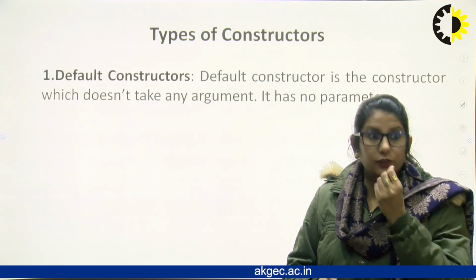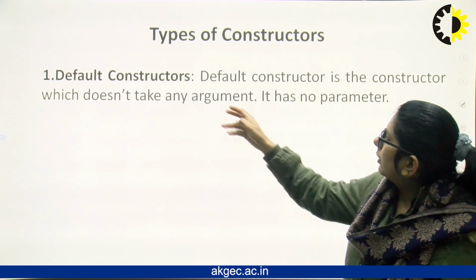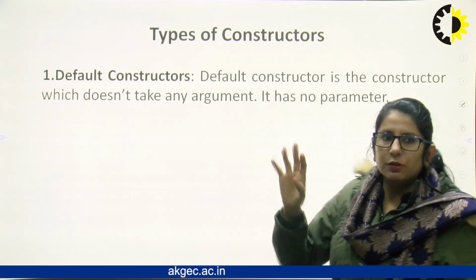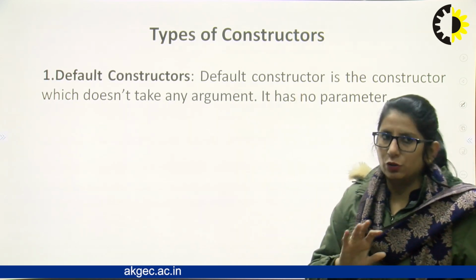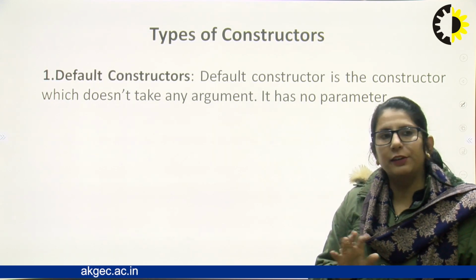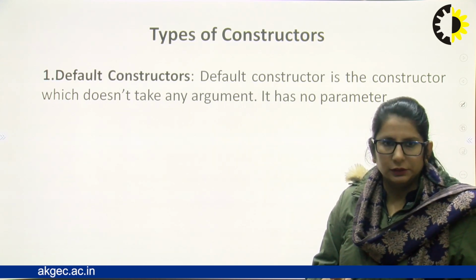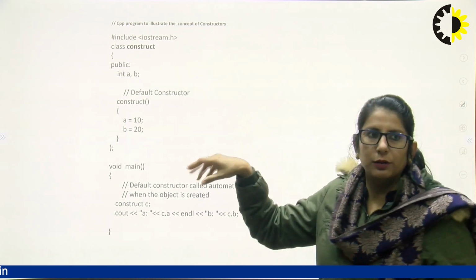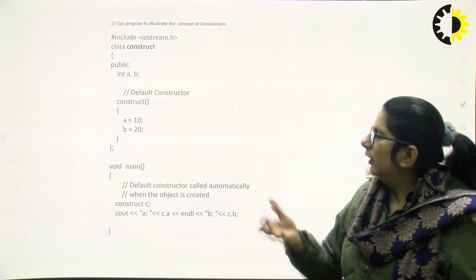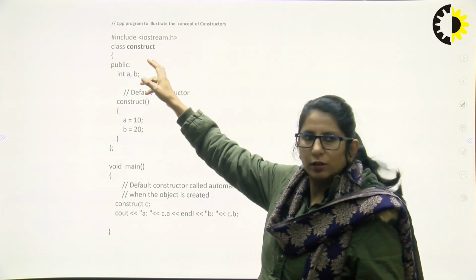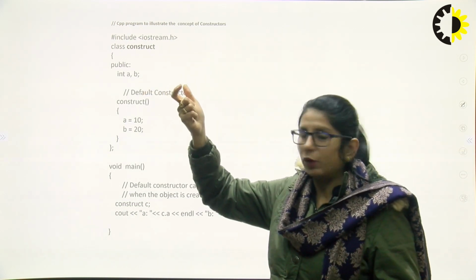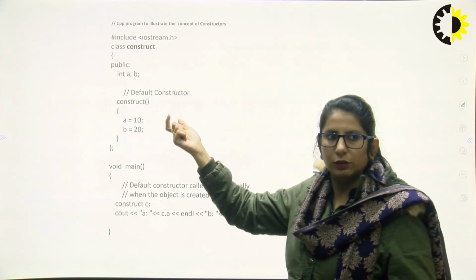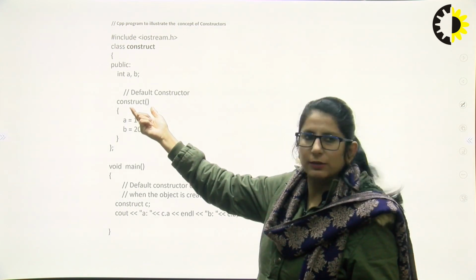Then come the types of constructor. The very first type is the default constructor. As the name suggests, it is a constructor which does not take any argument. That's why it is default. It has no parameter. Here is a simple code to elaborate the concept of the constructor. It has a class named construct, and we will find the same name for the constructor. It's a constructor, right?